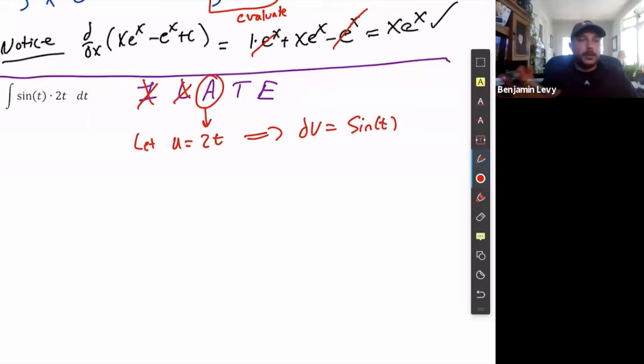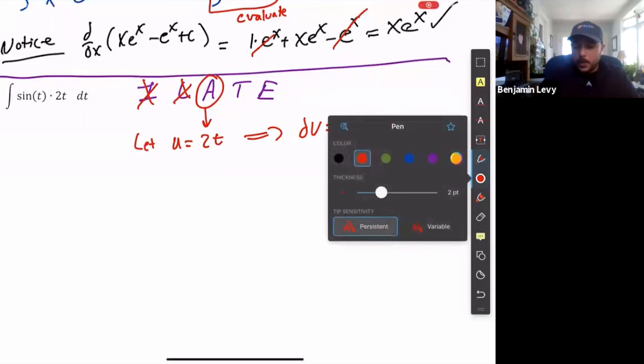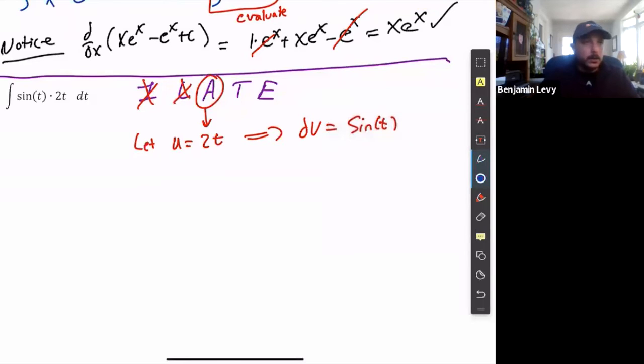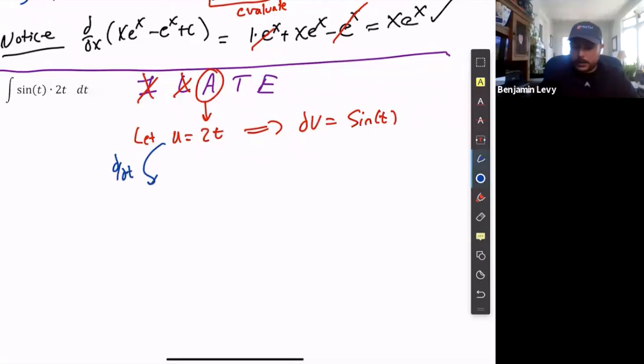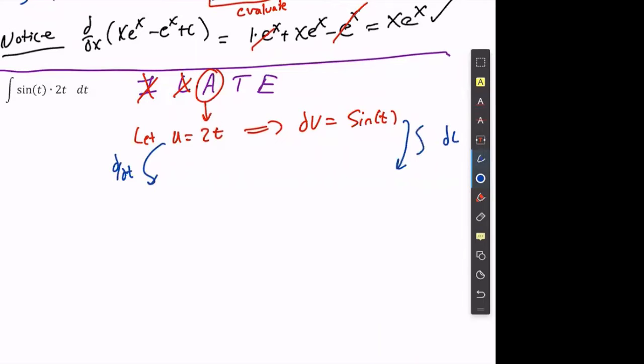And I think that the notation is critically important here. If you understand the notation, then the next step is obvious. If you have u and you want du, you differentiate. Then it'd be 2. Right, 2. Excellent. And if you have dv and you want v, you integrate.